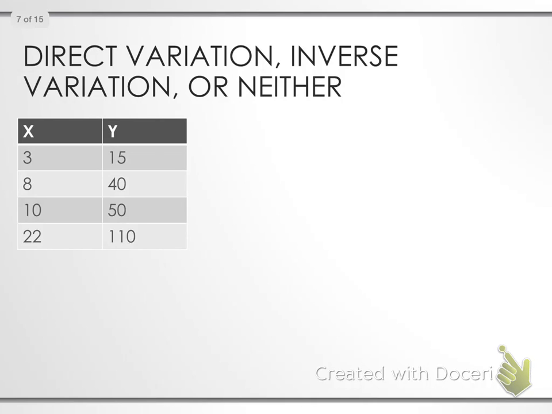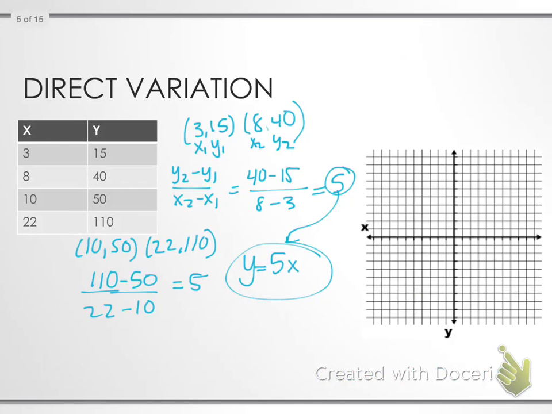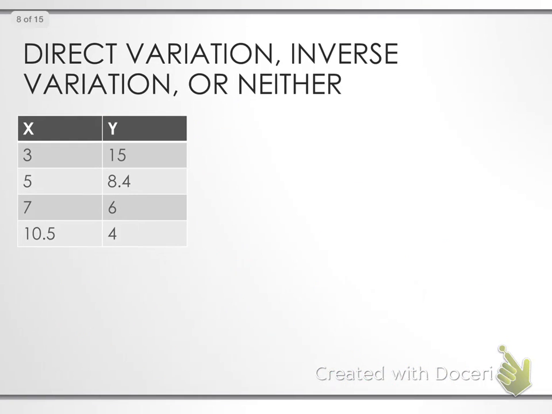Okay, so you're figuring out the same thing again. First off, let's multiply. So 3 times 15. We actually did this one right here, so it's the exact same one, so it's going to be the direct variation. So I'm going to skip ahead to this one. 3 times 15 gets me 45. 5 times 8.4 gets me 42. This gets me 42 and 45, so I need to check the slopes.